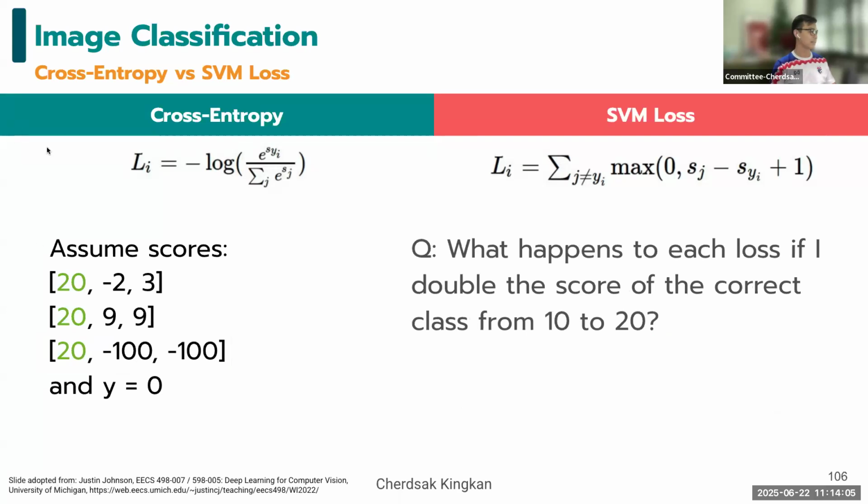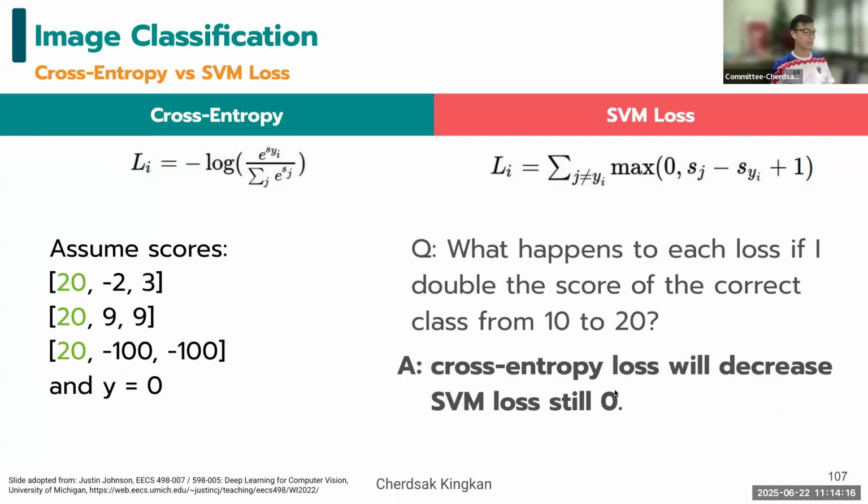So what happens if I double the score of the correct class from 10 to 20? The answer is the cross entropy loss will decrease because the correct class has a higher probability, right? The model has more confidence. And the SVM loss will still be 0 because it correctly predicts everything. All right, so that's how it works.